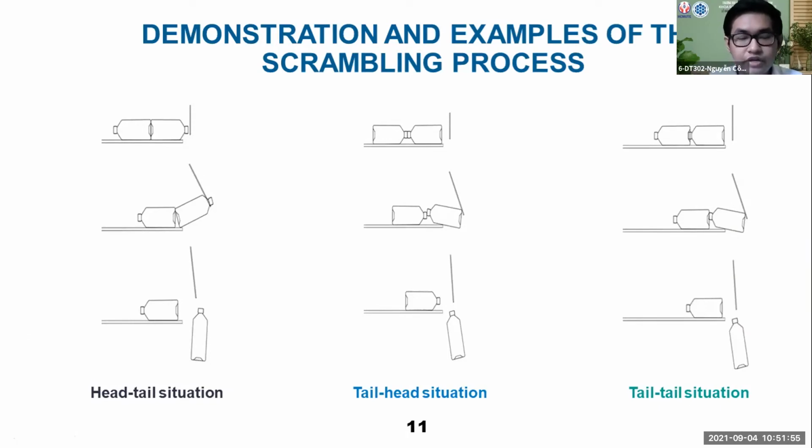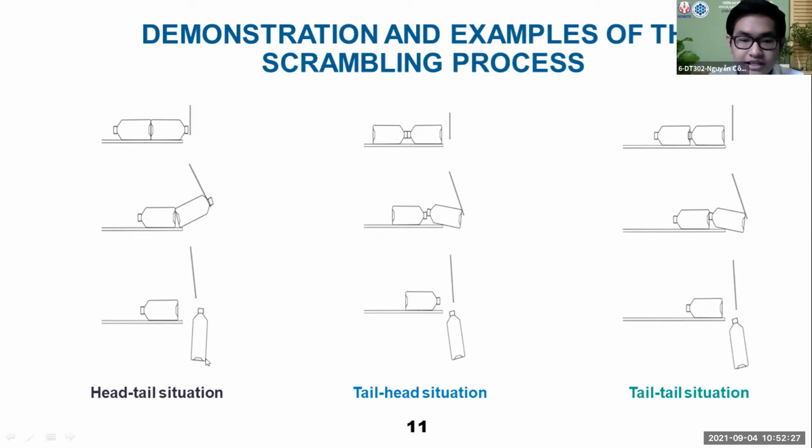We use the name of the part that reaches the flipper first to name each situation. For example, the first situation is the head-tail situation. This is when the head of the first bottle reaches the flipper first, and the bottom part of the second bottle reaches the flipper later. As you can see, the first one is caught by the flipper and it changes the position of the bottle so it can land on the bottom part.